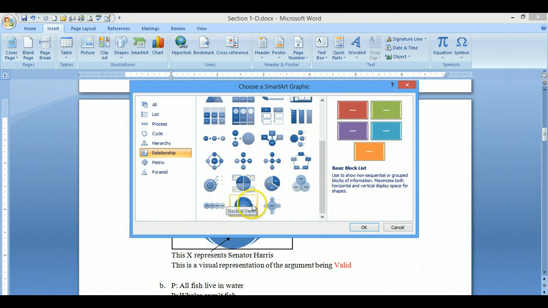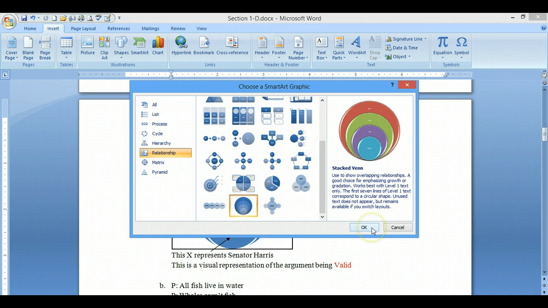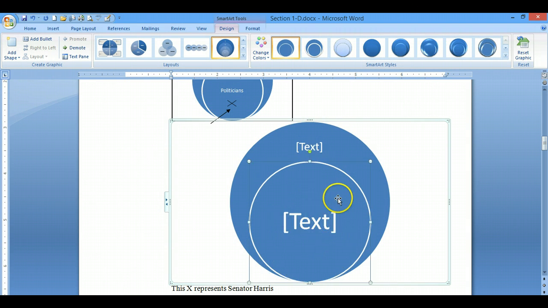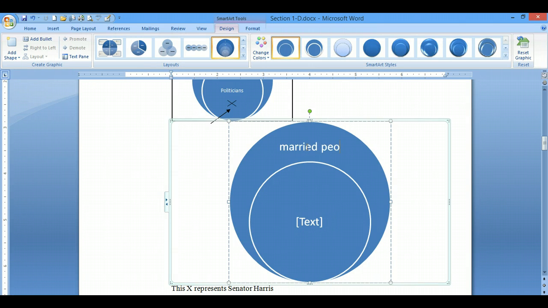So I'm going to go ahead and do this one. They call it a stacked, but in our book it is a subset. I only need 2 of these because I'm talking about married people and Senator Harris. So the first one is all politicians are married. So I know that the politician set is going to be within the married set. So I'm going to write married people. Within that, all of those politicians are in that married set. So we put politicians.